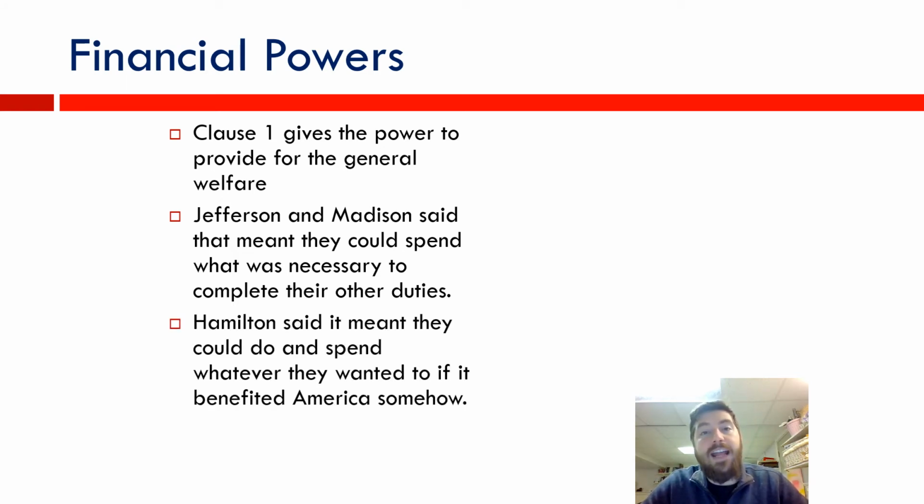Hamilton, on the other hand, was for a more powerful government. And he said this general welfare phrase meant that we can tax and spend on whatever we want as long as it benefits America. This is a very broad interpretation. It is kind of a literal, though. It is a literal interpretation.